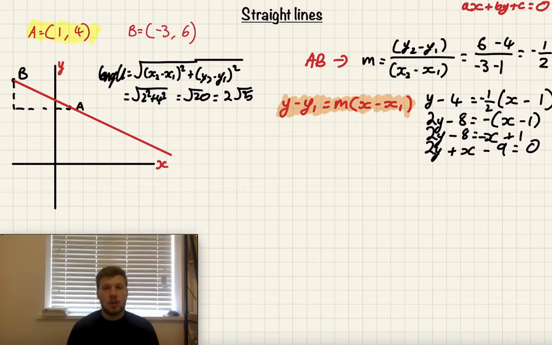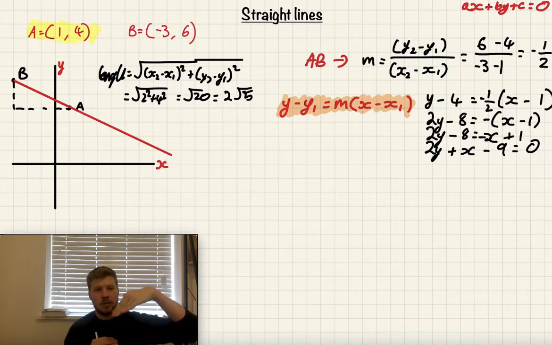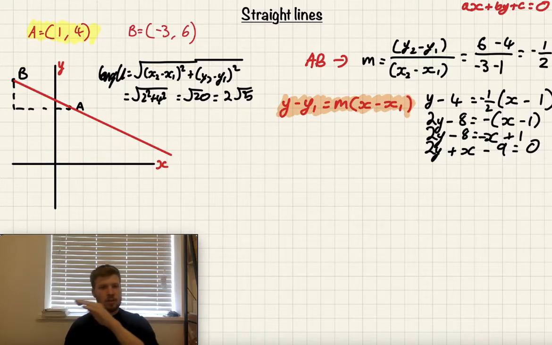Lovely, so that's the equation of our line for B to A. What else will we want to know? Okay, the next thing to think about is something called the perpendicular bisector. So, what does that mean? Well, perpendicular means we're going to be looking at a right angle, and we want it to be a right angle to this line.